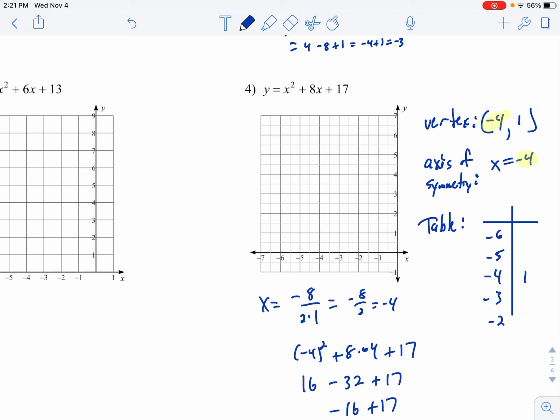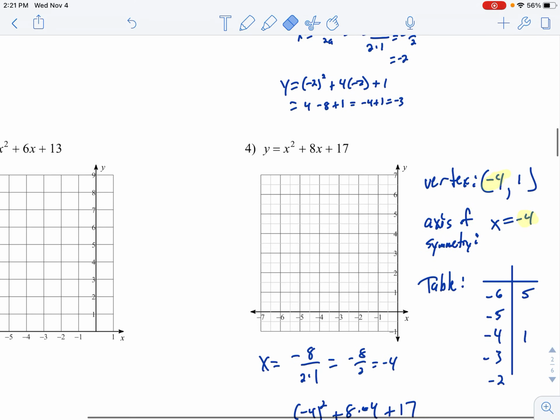So let me plug in negative 6. Negative 6 squared plus 8 times negative 6 plus 17. It's going to be 36 minus 48 plus 17. Negative 12 plus 17 is 5. Again, if you have issues with that, use a calculator. You don't have to work it out on paper if you don't want to.